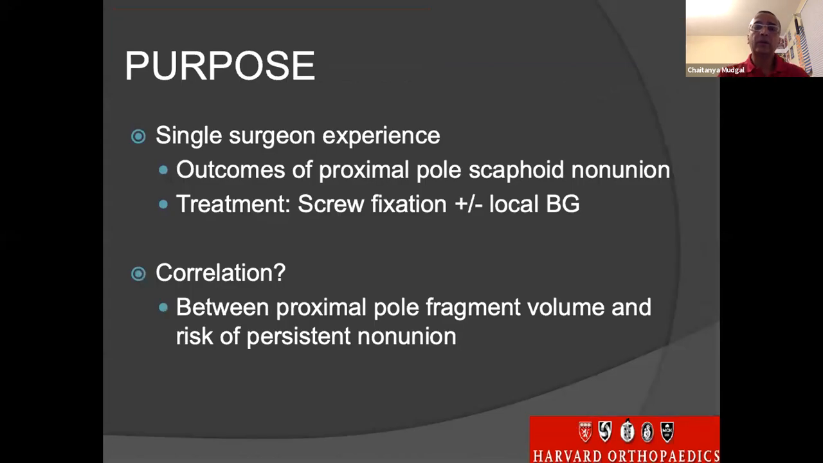So we decided to look at my own data over the course of about 14 years. And we wanted to see if you calculate the volume of the proximal pole fragment, does that tell you if it's going to heal or not? And does it dictate what happens to outcomes after you fixed it? And the idea was to fix it only with local graft plus screws.